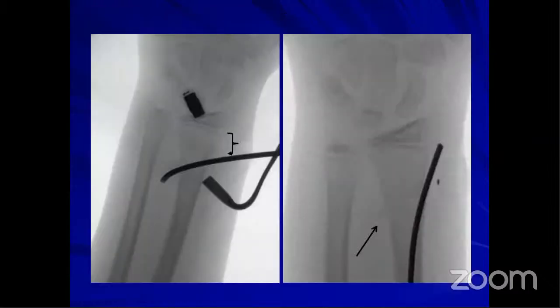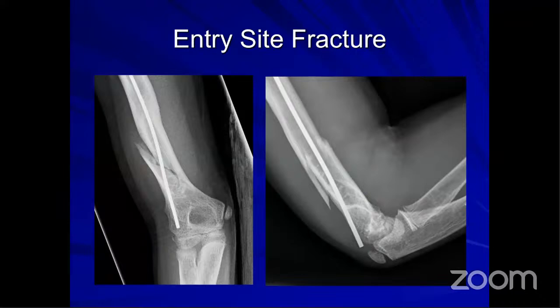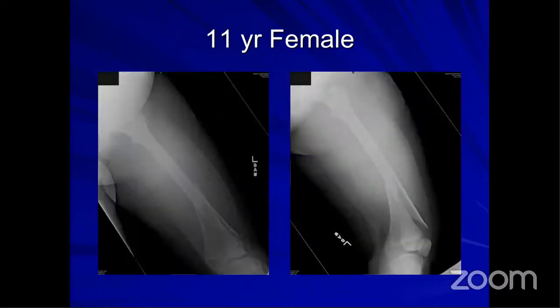Iatrogenic fracture can happen at the area of insertion, as you can see here. Here you can see another entry site fracture. I already showed you the entry site fracture in the previous case of femur nailing. So you've got to be careful when you're making your entry. It's better to be a little bit distal towards the metaphysis and not towards the diaphysis when you're taking your entry point.